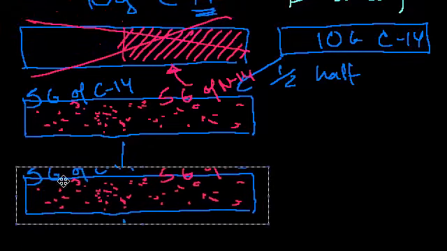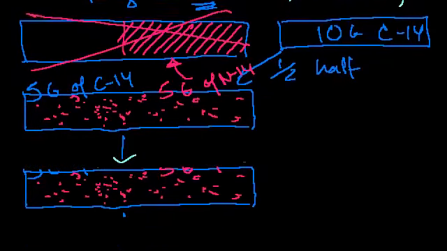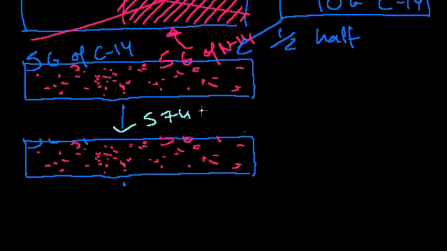Now, after another half-life, actually, let me erase some of this up here. Let me clean it up a little bit. After one half-life, what happens? Well, I am left with 5 grams of carbon-14. Every one of those atoms still has, over the next 5,740 years, a 50% chance, and by the law of large numbers, half of them will have converted into nitrogen-14.